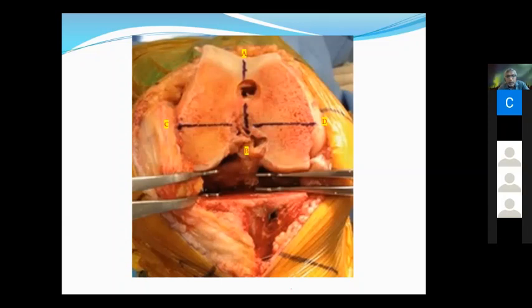AB is the Whiteside's line. CD is the transepicondylar line. Yes. So how do these lines help anyone?